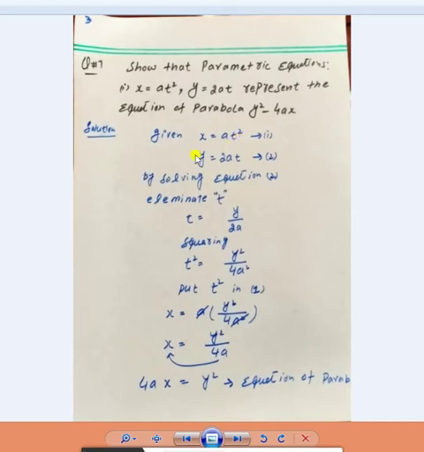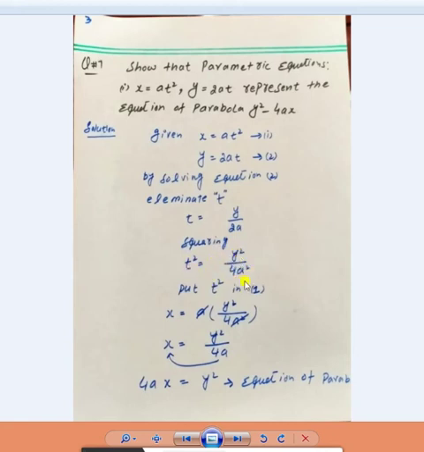Solution of this question: given x equals at squared, that is equation 1, y equals 2at, that is equation 2. First of all we solve equation 2 and eliminate t, meaning we will separate the value of t. This 2a will be divided into y, so t equals y by 2a. In the other equation we have t squared, so we will square both sides. t squared equals y squared over 4a squared, since the square of 2 is 4.